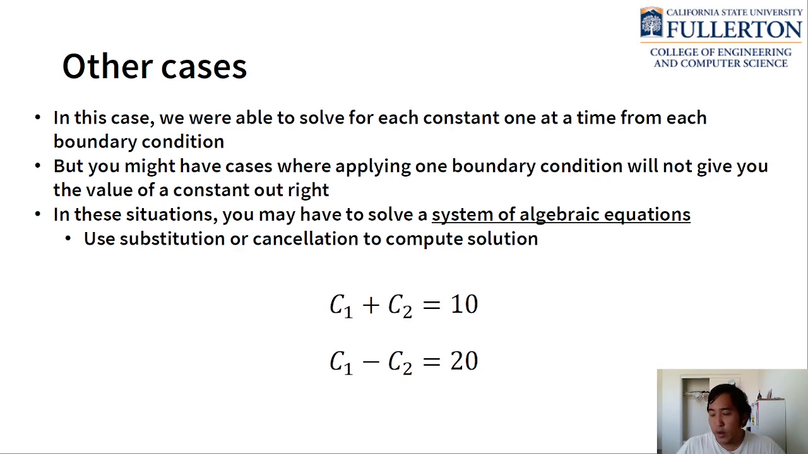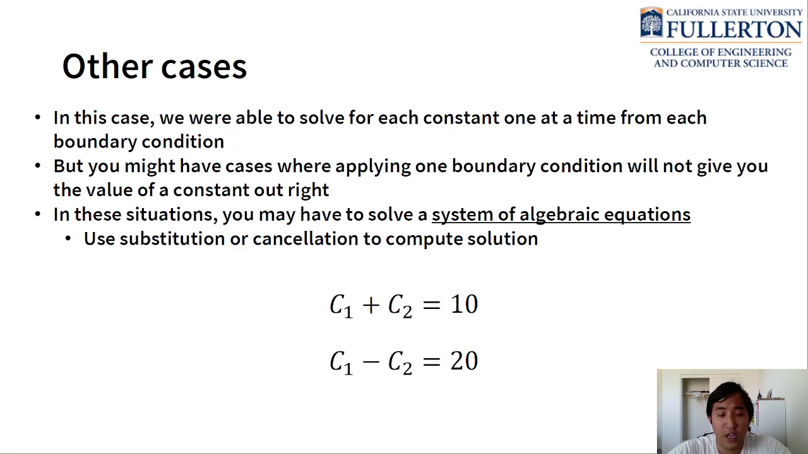And in fact, we were able to solve for each of the constants basically one at a time from each boundary condition. But what can happen sometimes, depending on the problem, is that you might run into a situation where you apply one boundary condition, but the equation that you get from that has both c1 and c2. Okay, and so you might get a system of equations that you see at the bottom. And so in these situations, you have to solve both equations simultaneously.